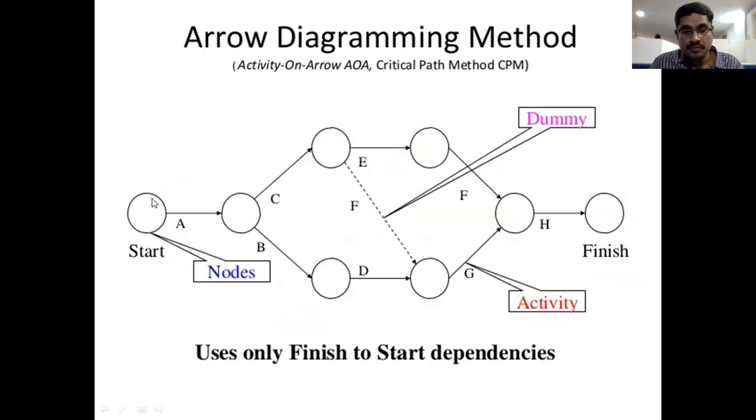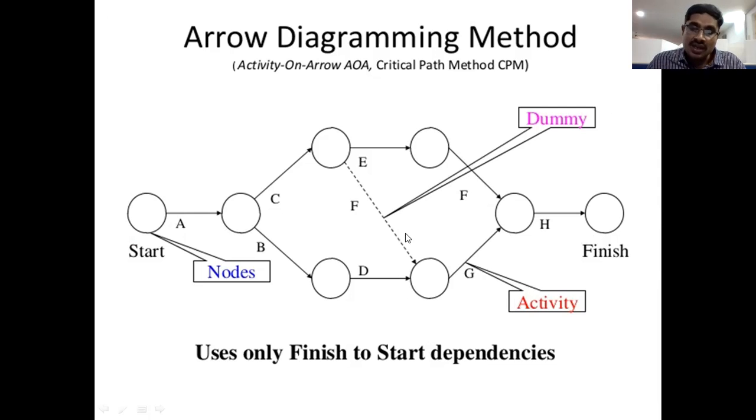So here, look at this. Use only finish to start dependencies. So ADM, arrow diagramming method, is used to calculate the network diagram or finish completion of total ES, LS, LEF, EEF based upon finishing point to starting point. Finish to start means simply backward passing. That method is called the ADM method.